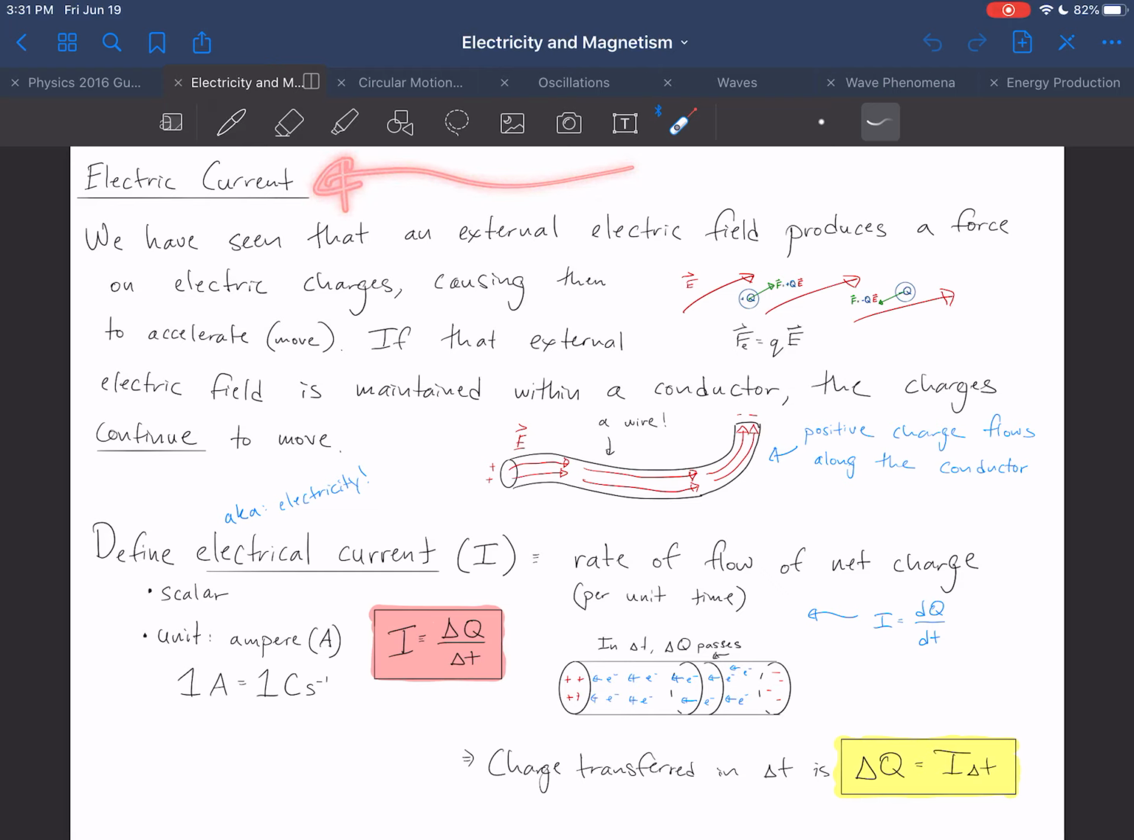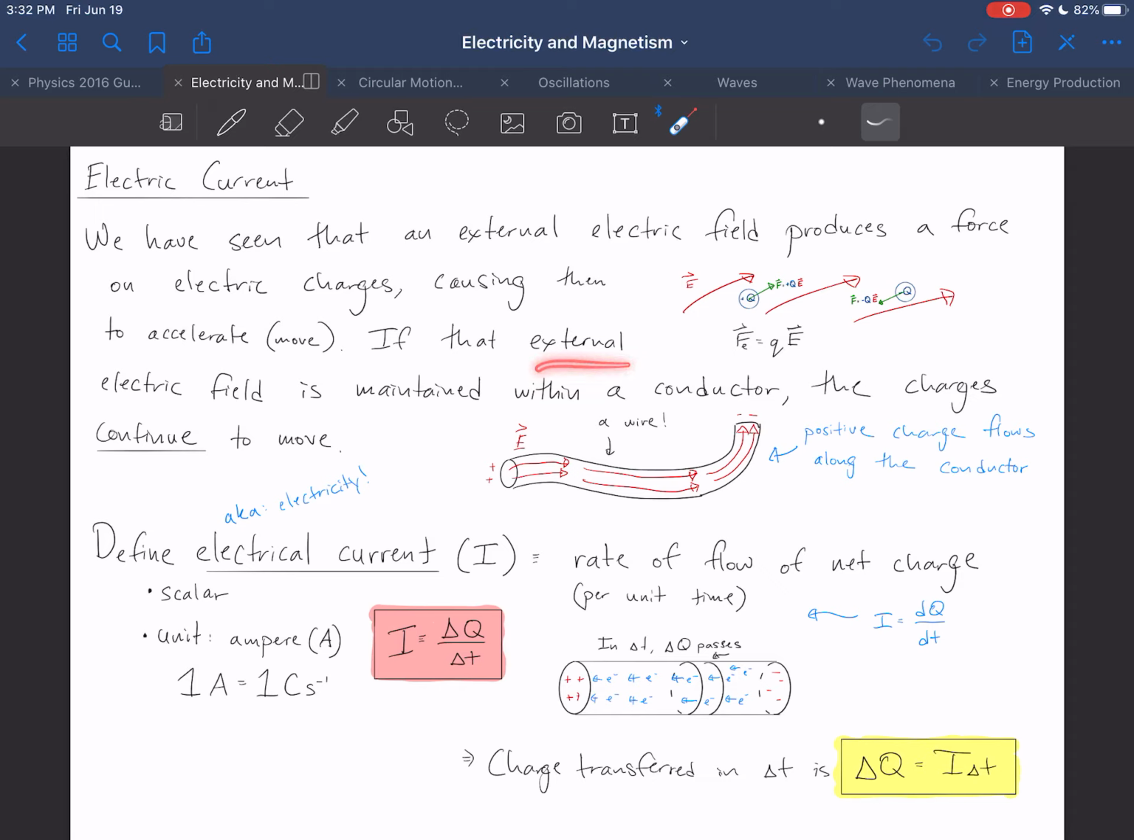With no attempt to hide where this is going, moving charges tend to be very useful in ordinary everyday life, as moving charges are better described as electric currents. Where do these come from? Well, we have seen that an external electric field produces a force on electric charges. And that force is going to cause them to accelerate and ultimately to move. So if you apply an external electric field to charges that are free to move, they will move. And that moving charge is the essence of this idea of electric current.